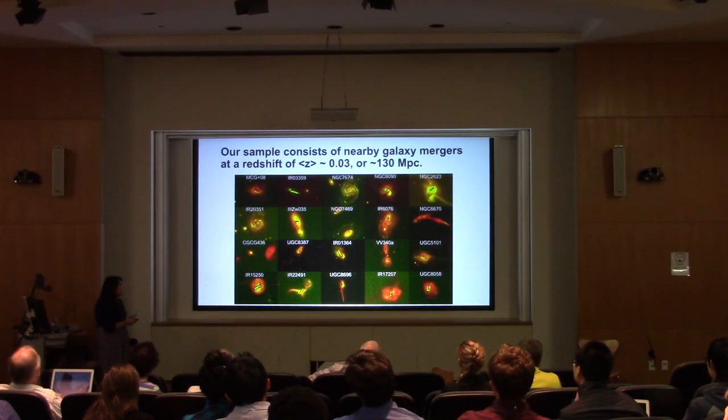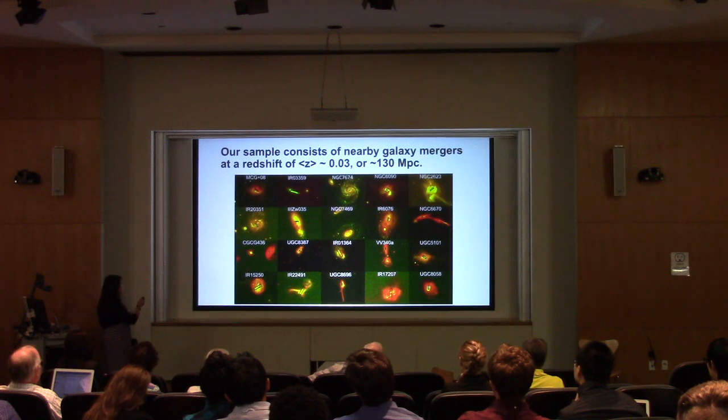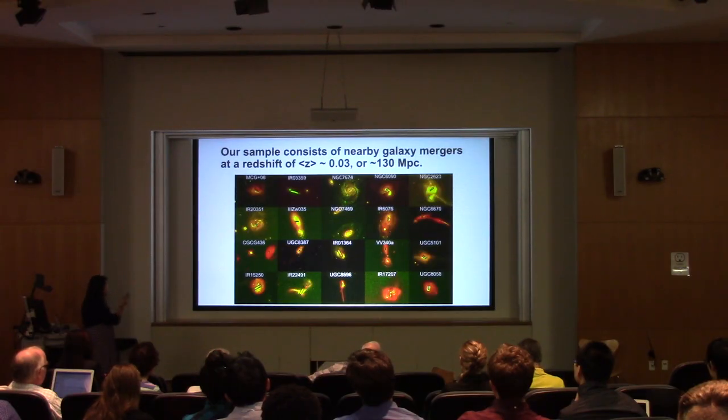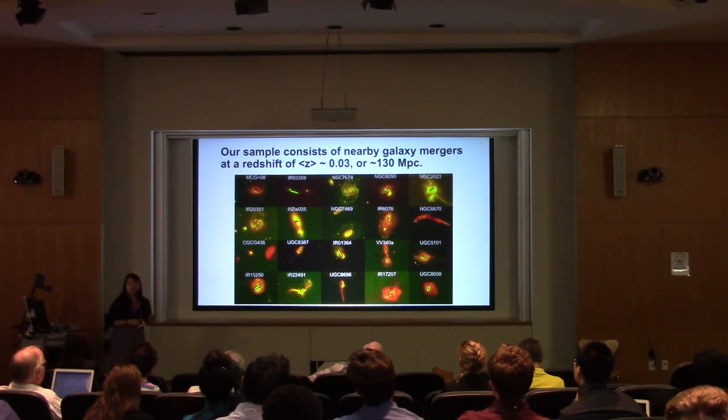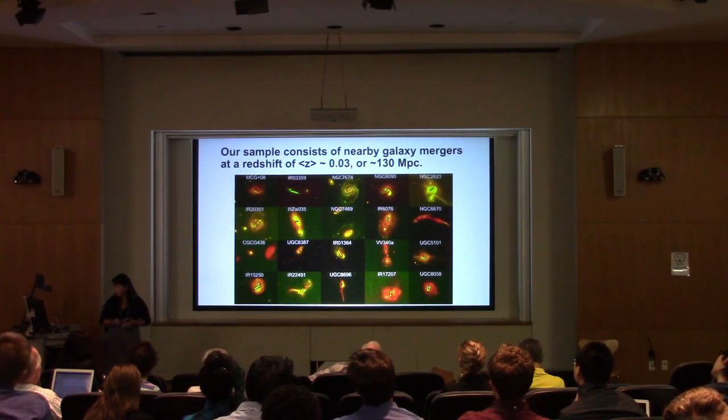And so you can see that they do span a range of merger stages, from the widely separated binaries all the way to things that share a common envelope, and eventually completely coalesced systems. What you may also be able to see are these black boxes that show the field of view of OSIRIS. So they're tiny, but we are focusing on mostly the nuclear aspect.